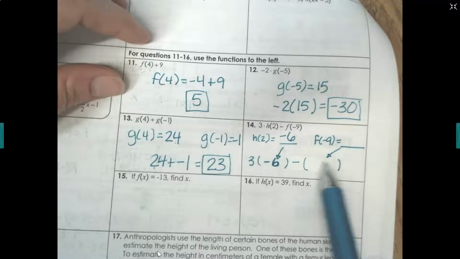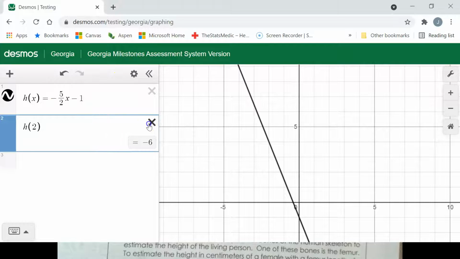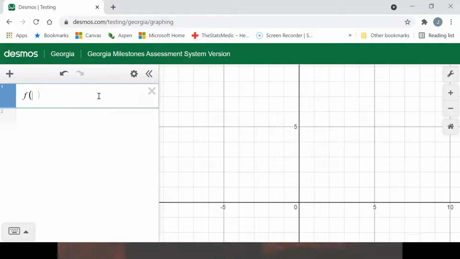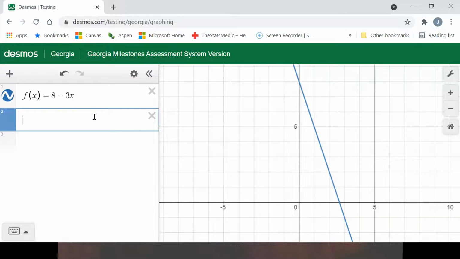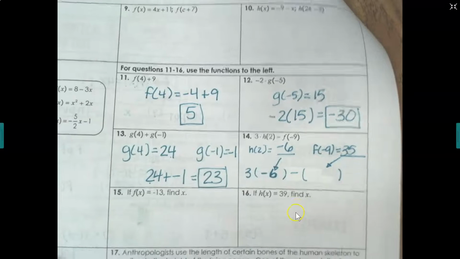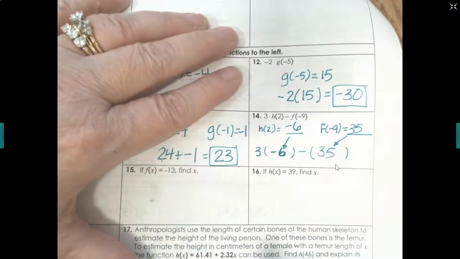Okay, now I need to know what this number is. We need the f function for that one. So go back to Desmos. Now, our f function is f of x equals 8 minus 3x. And we want to know about f of negative 9, which is 35. It just took negative 9 and plugged it in to our x value there for us. It just saves us a little bit of time. So f of negative 9 is 35.